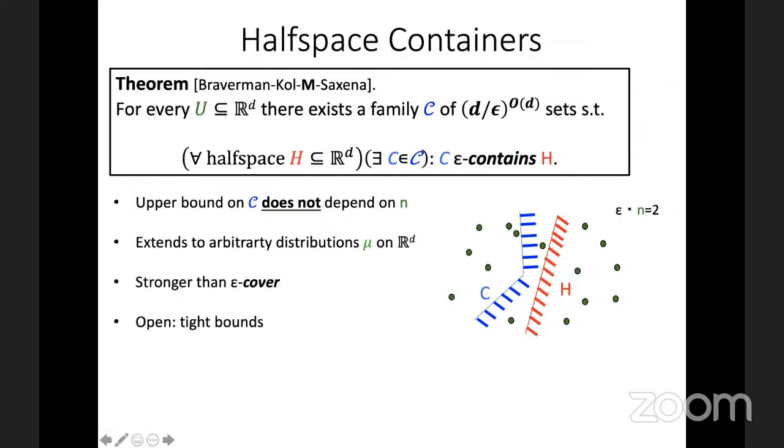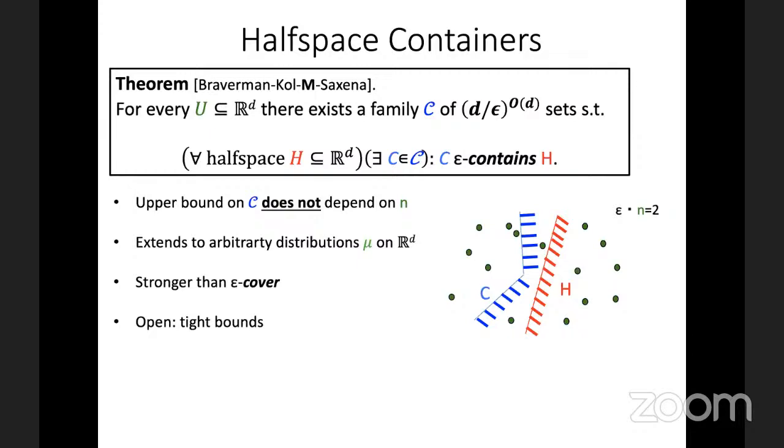So, in dimension two, if the points were arranged on a circle, the picture that you have is roughly the answer. You ask how, what is the family C? How do we construct it? I just want to understand why I should believe this theorem.